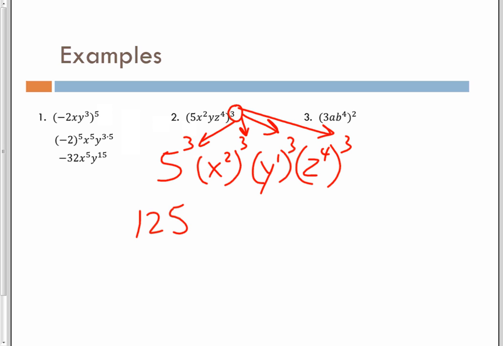What did we say with the previous rule happens when you have powers on top of powers? Multiply. So x to the 6, y to the 3, z to the 12. Powers on top of powers, we multiply. I can't do anything else with that, I'm done. Until somebody gives me more variable information, I can substitute.